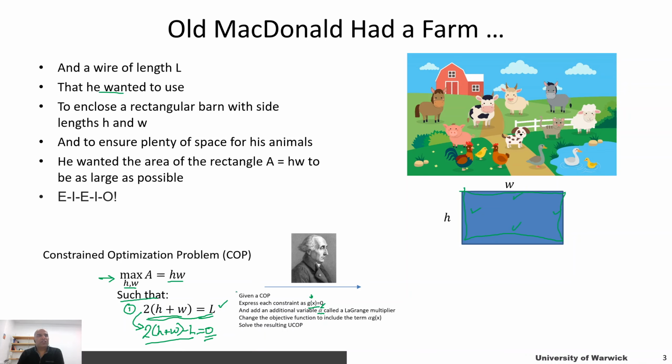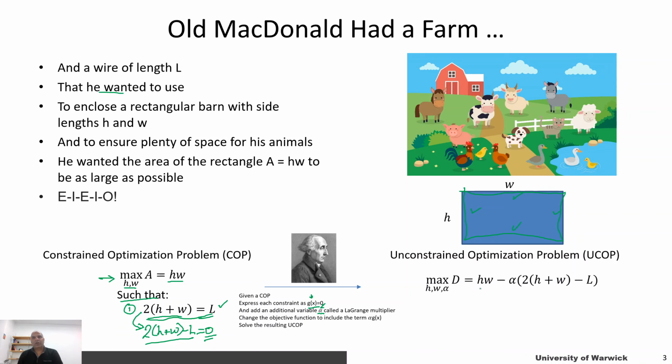And once you have that, you can change the objective function and rewrite it in the following way. So you have your original objective function, which is A equal to hw, and that is the original objective function right here.